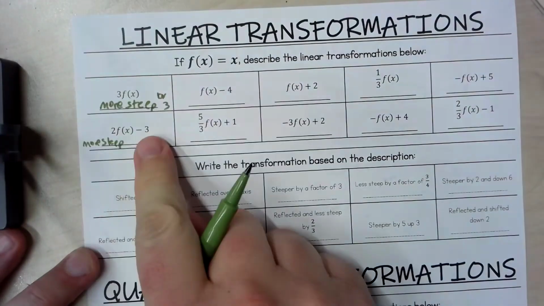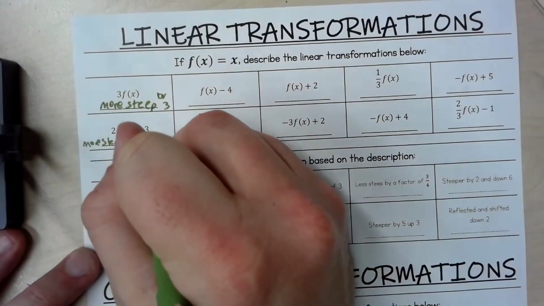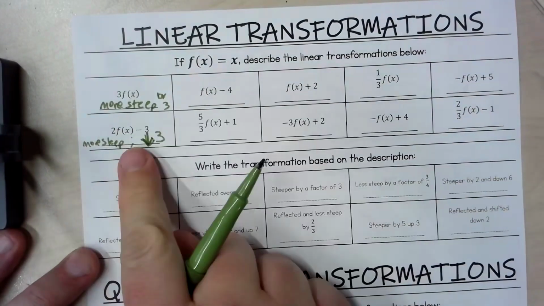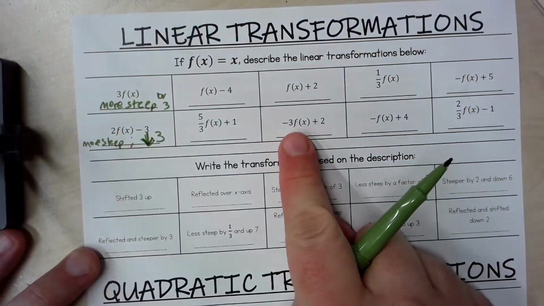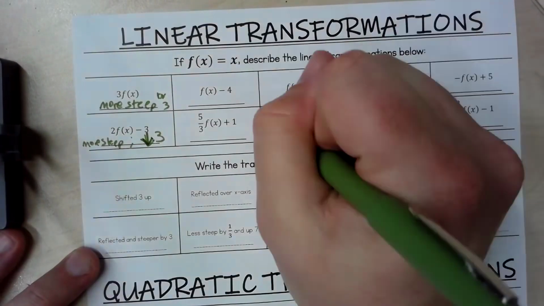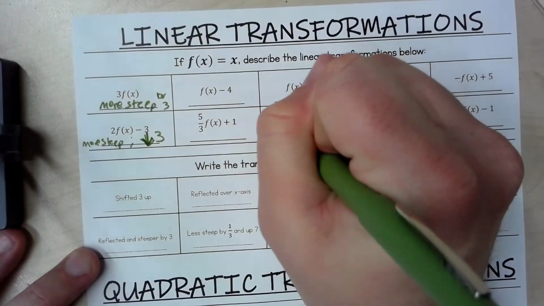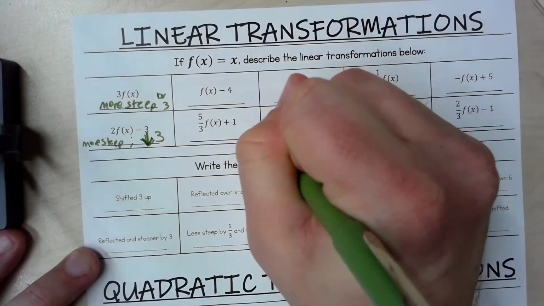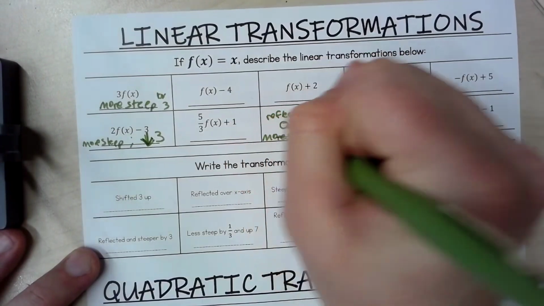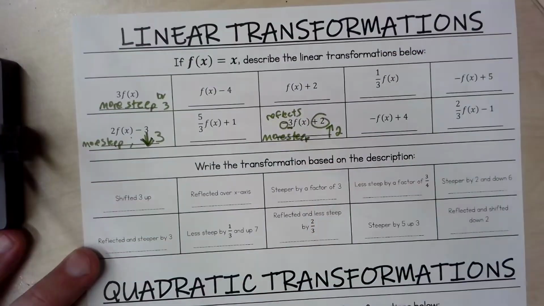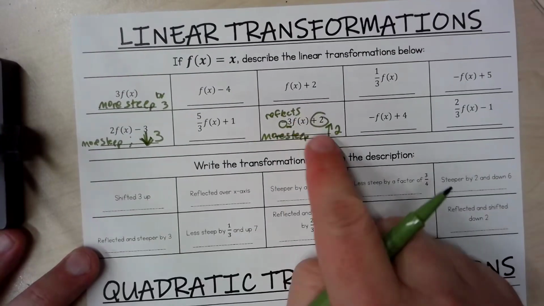And subtracting 3 on the outside, I'm going to say shifts down 3. All right. If I have negative 3 f of x, the negative reflects it over the x-axis. The 3 makes it more steep. And adding 2 moves it up 2. All right, lots of things going on. Each of those parts does something different.